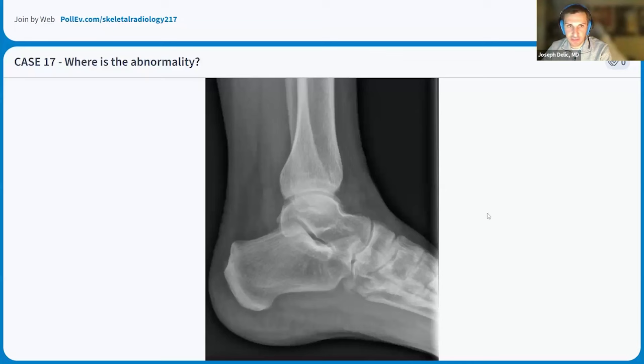All right, so 17, we're getting near the end here. Two more cases to go. Where is the abnormality here on case 17? So we're going to talk about the ankle here briefly. What are some checkpoints for looking at ankle abnormalities? And we'll touch on both the common as well as the subtle places to look at.